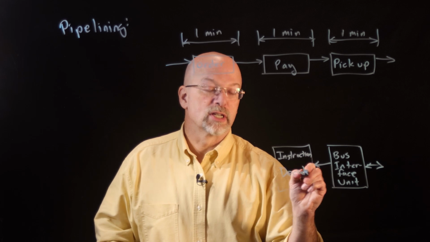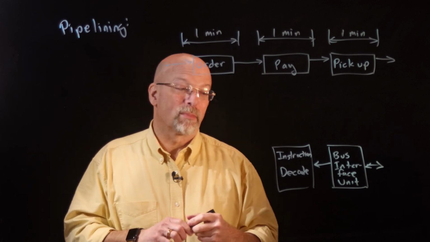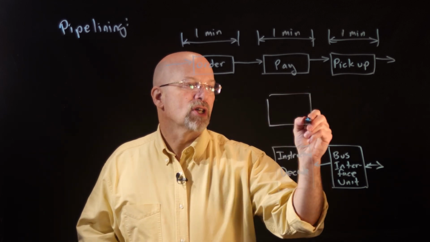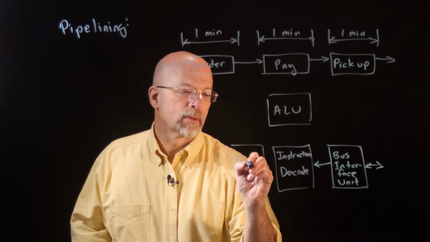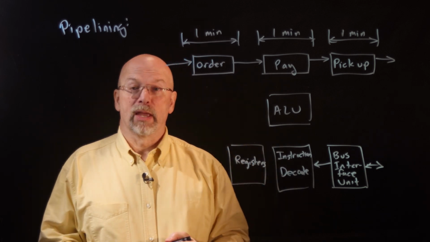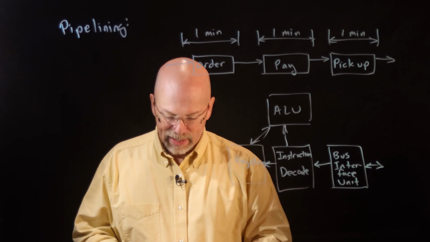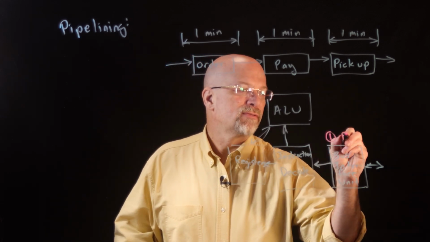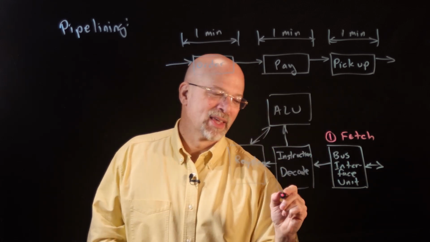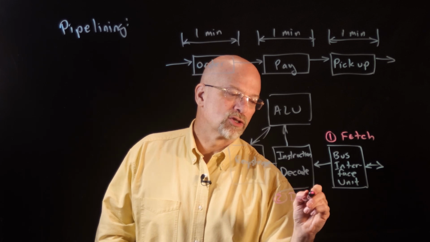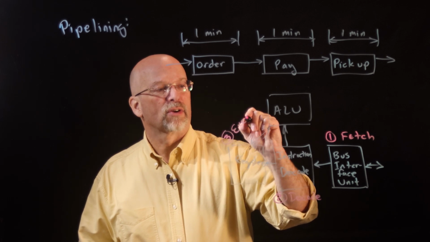All right, and the instruction decoder, well, decodes instructions, figures out which circuits need to be energized in order to perform the operation. And then we also had the arithmetic logic unit and the registers that performed the operation. And so it went something like this. You had step 1, fetch the instruction. That's the first step. That's the first stage. That's the first window. Step 2, decode the instruction. All right. Step 3, execute the instruction.